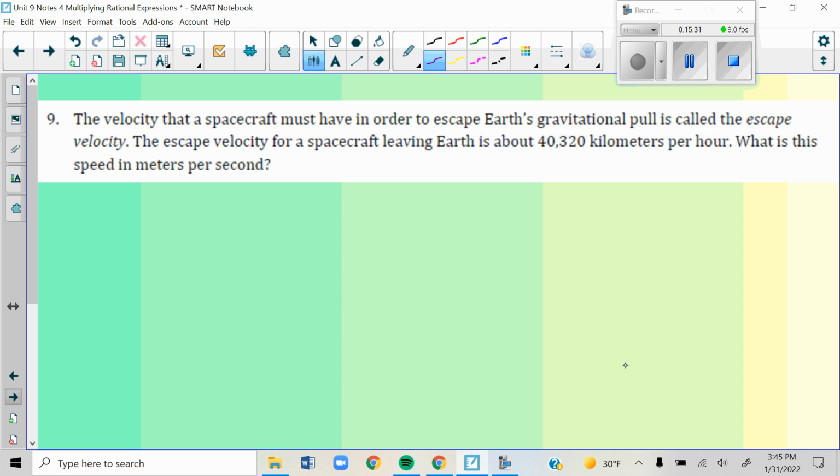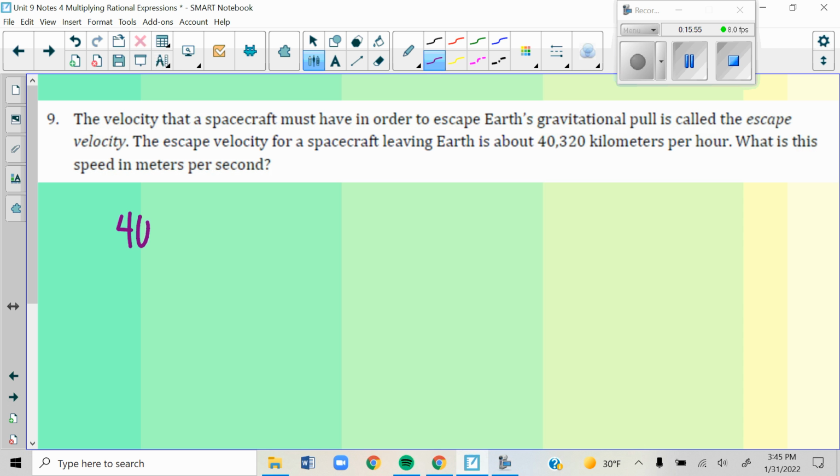All right, last problem here, guys. The velocity that a spacecraft must travel in order to escape the Earth's gravitational pull is called the escape velocity. The escape velocity for a spacecraft leaving Earth is about 40,320 kilometers per hour. What is its speed in meters per second? So we're just going to go backwards from what we did on the last problem. We are starting in kilometers per hour and we're working towards meters per second.